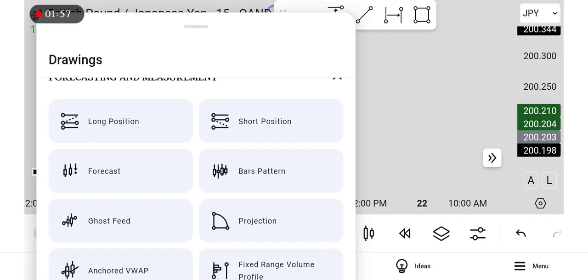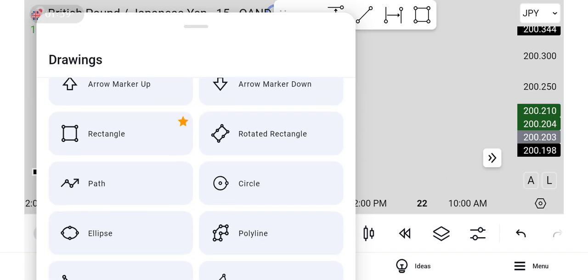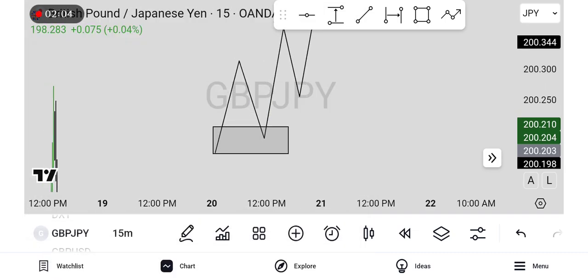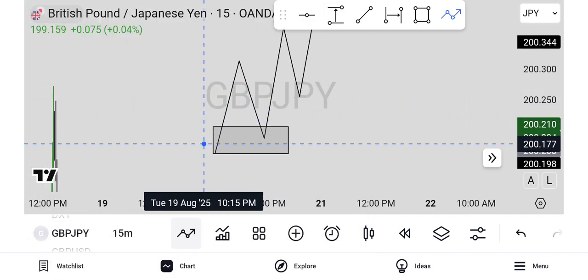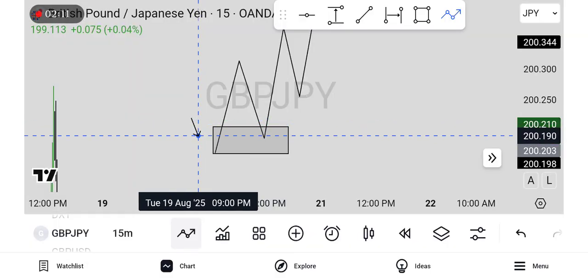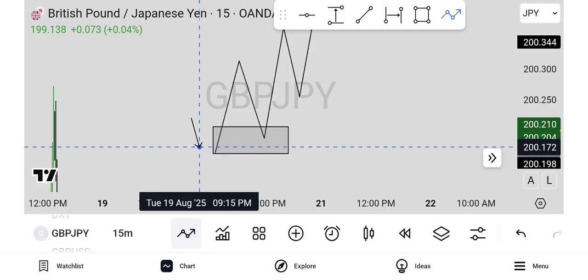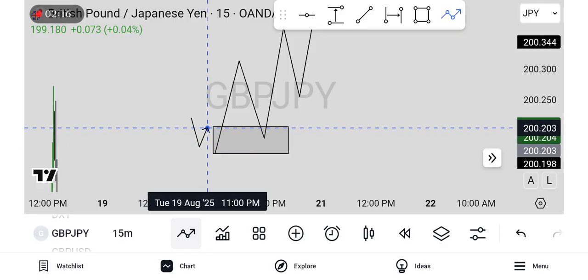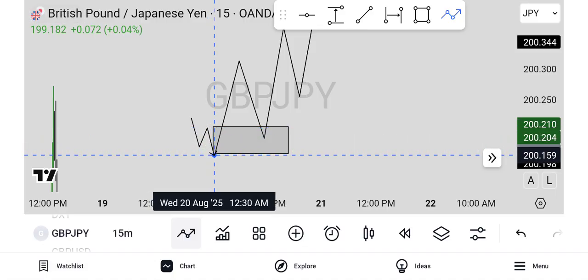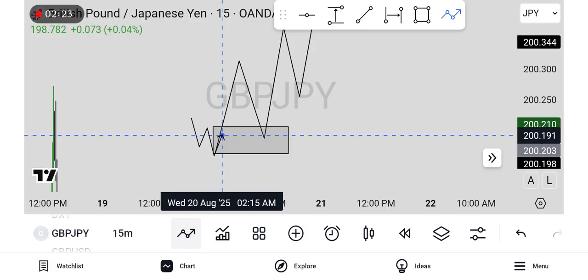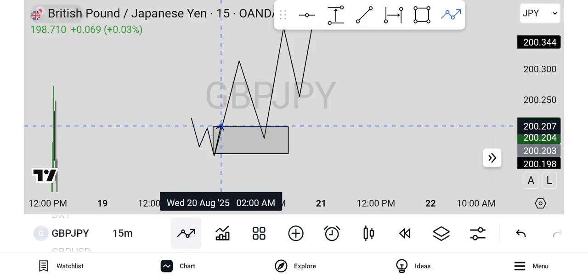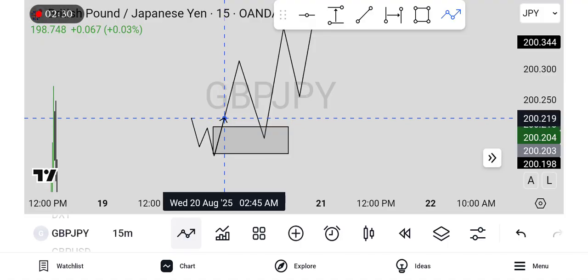Okay, now the first thing first, maybe as price came down here, price moved up a little bit, then price came down again, swept this liquidity, and that's how this order block was formed.